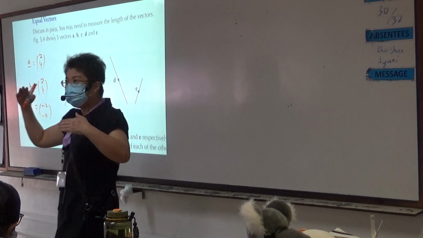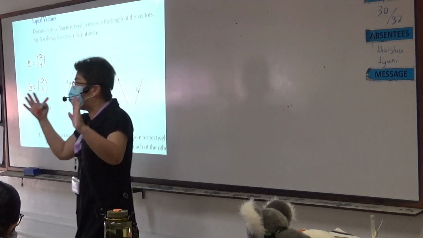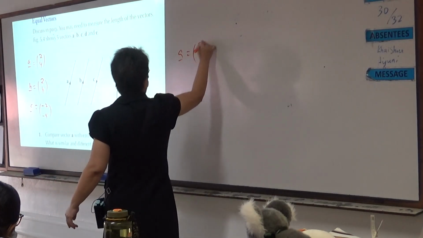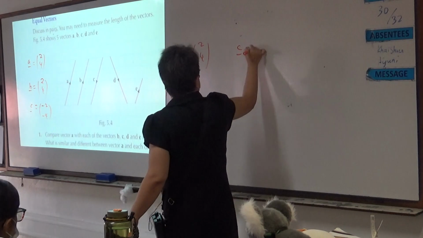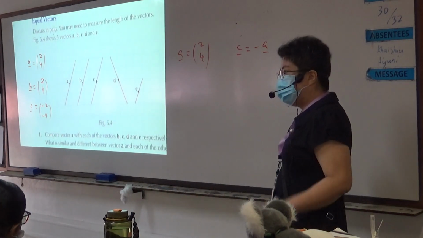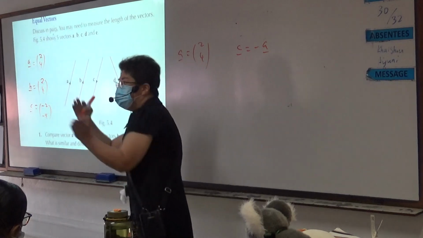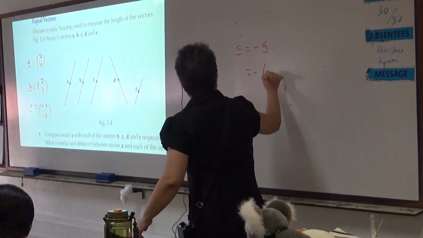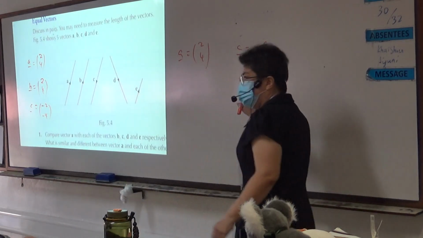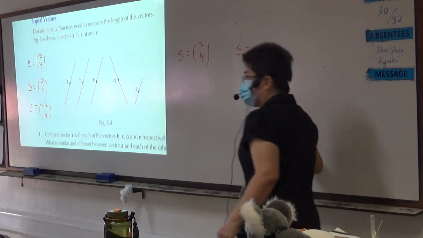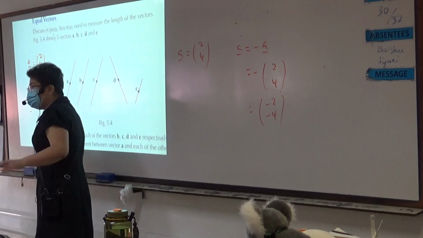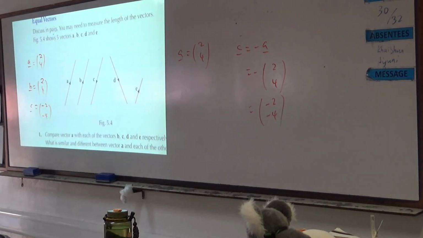Now, if they are parallel and of the same length and opposite direction, that means one is the negative of the other. For example, we know A is 2, 4, right? C is actually negative A. Once you put a negative, you reverse direction, just like Uno, you put reverse direction. So actually it's negative 2, negative 4. You put a negative outside. Now I can also say A is the reverse of C, right? So when I put a negative here, it becomes 2, 4. Can you see?